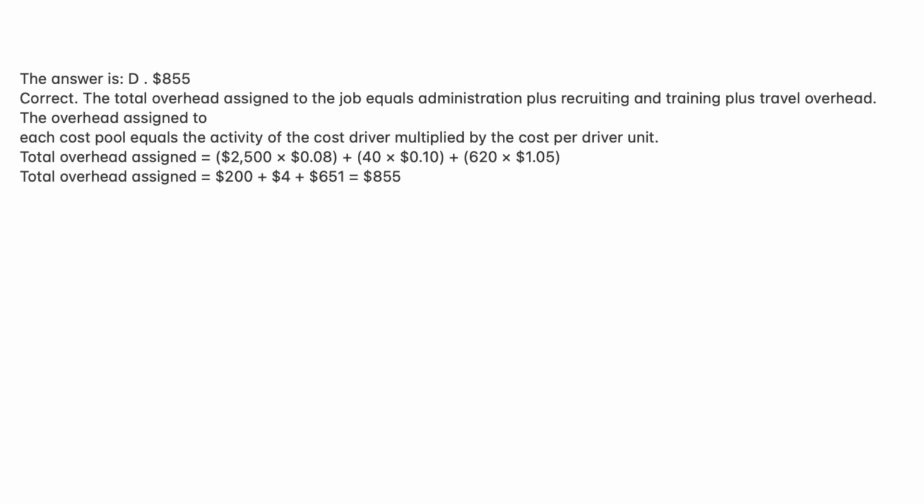$855. Correct. The total overhead assigned to the job equals administration plus recruiting and training plus travel overhead. The overhead assigned to each cost pool equals the activity of the cost driver multiplied by the cost per driver unit. Total overhead assigned equals $2,500 times 8 cents, plus 40 times 10 cents, plus 620 times $1.05. Total overhead assigned equals $200 plus $4 plus $651 equals $855.